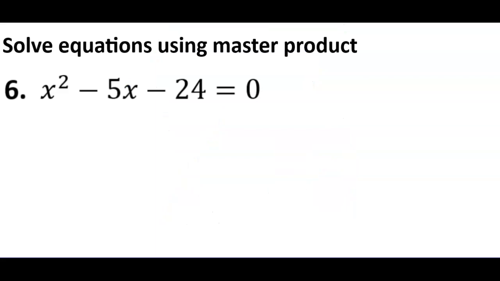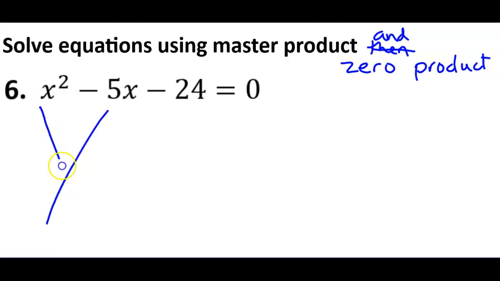Okay, number 6. I switched screens on us, but that's okay. We are going to solve equations, and we're going to use factoring with the box and diamond. But then we're going to use the zero product property. Because this says equals 0, we need to do the zero product property after we factor, okay? So here's what we're going to do. Is this in the right order? Yes. Cool. So we can do our box and diamond.